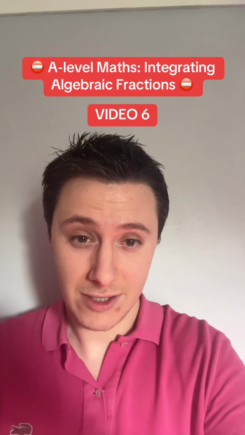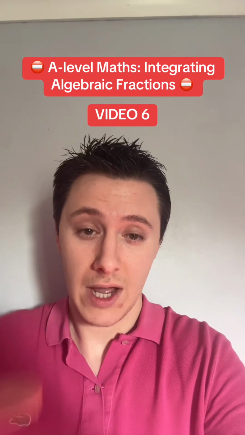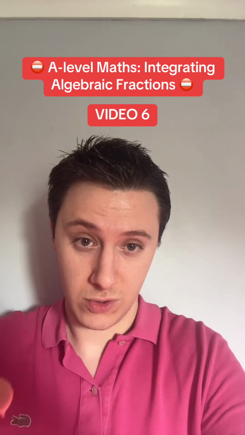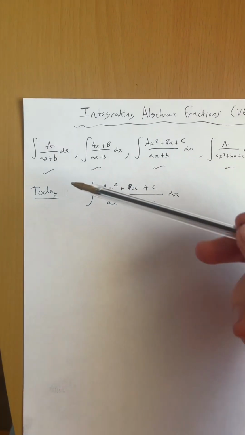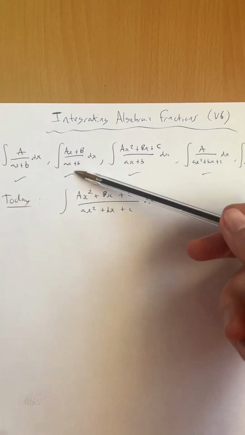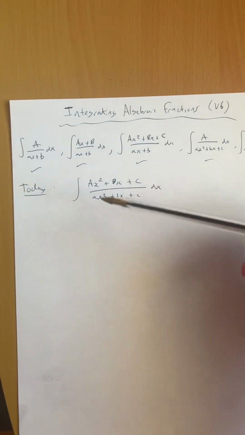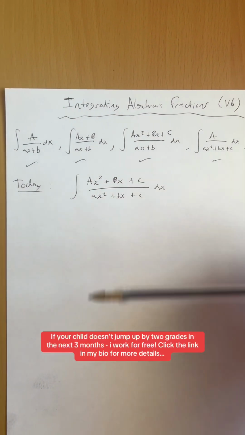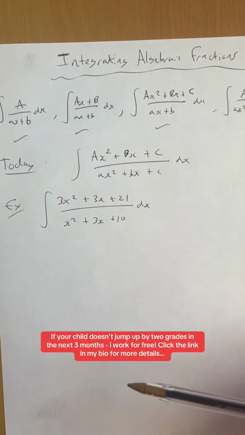We're going to look at integrating an algebraic fraction. We have a quadratic on the top and also a quadratic on the bottom. As a reminder, we've done this type of integral, this one, this one, this one, this one. Today, we're going to look at something like this. So let's go through an example. This is going to be our example today.